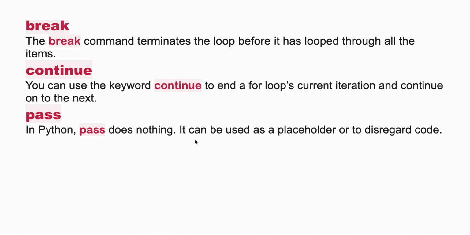And continue: you can use the keyword continue to end a for loop's current iteration and continue on to the next. And pass: in Python, pass does nothing. It can be used as a placeholder or to disregard code. We'll see some examples, then we'll understand clearly what break, continue, and pass are.